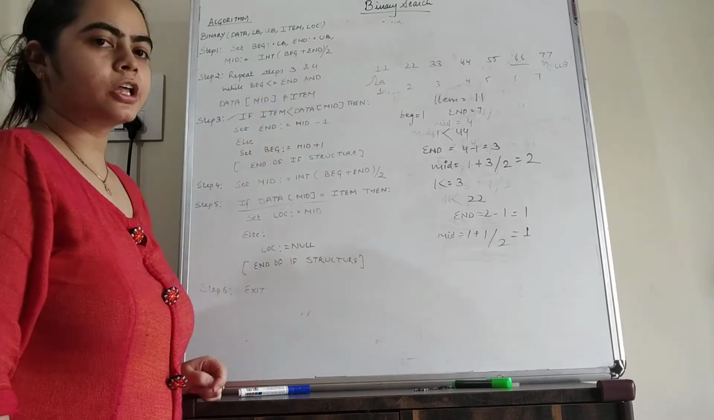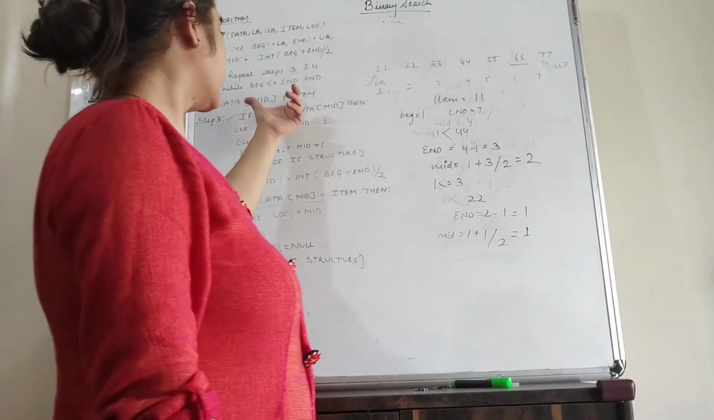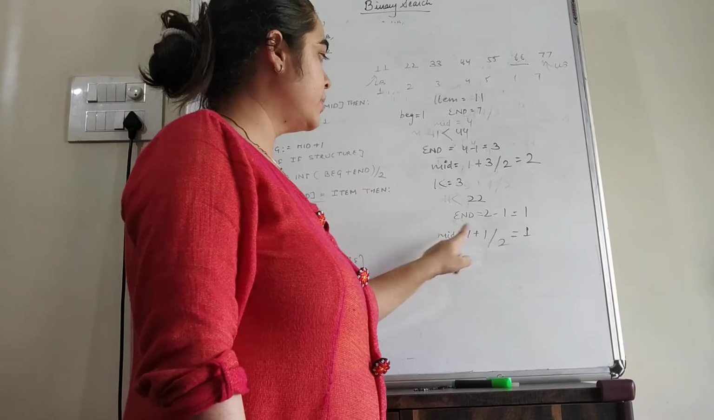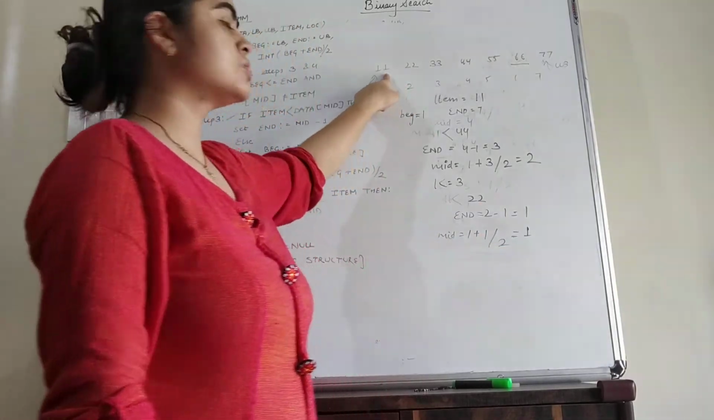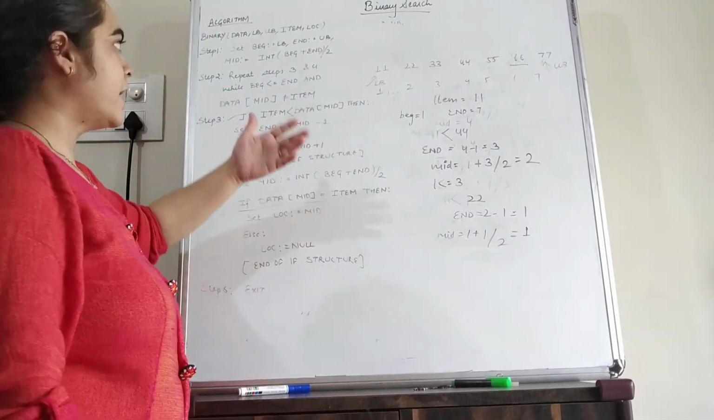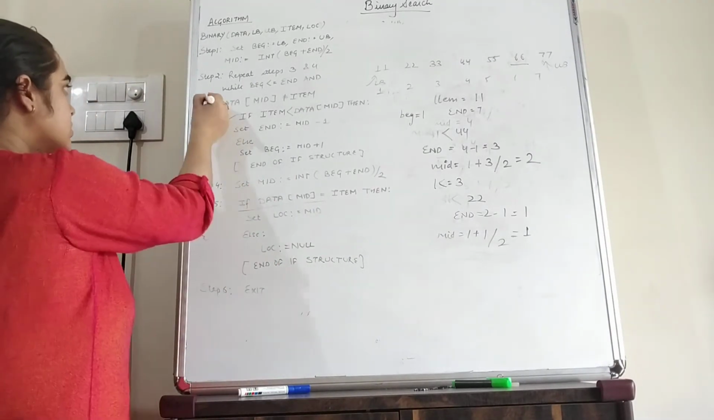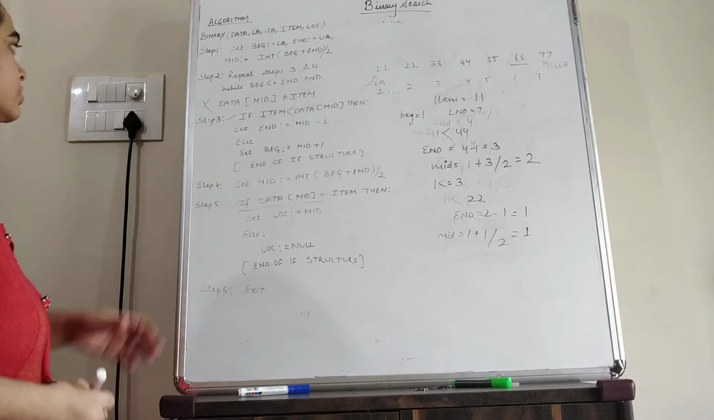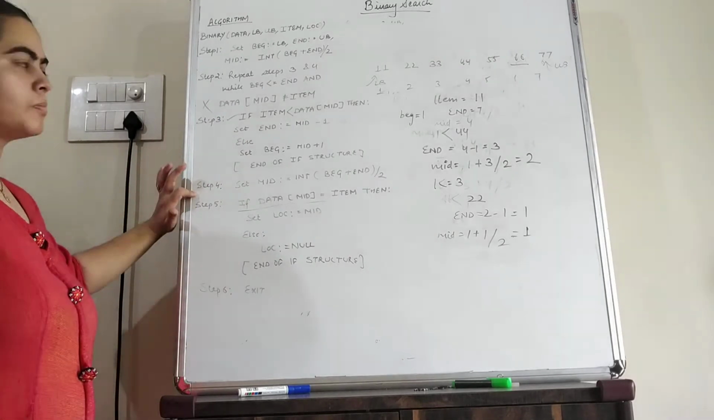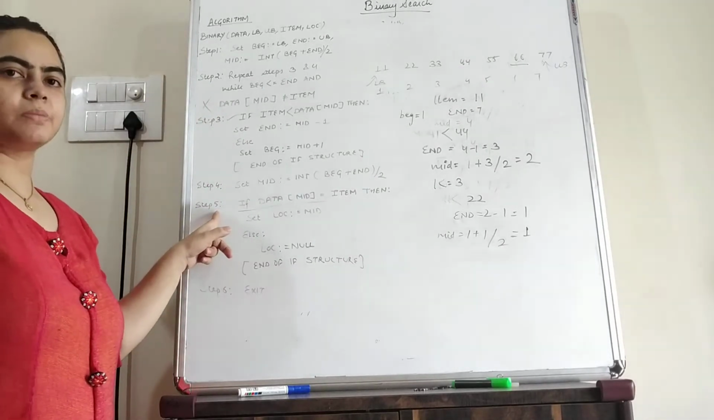Data of mid is not equal to item. Now this condition is false because data of mid is at first position, and at first position the value is 11 and the item which we want to search is also 11. So 11 is equal to 11. So that means this condition is false now. So we can skip step number 3 and step number 4 and directly come to step number 5.